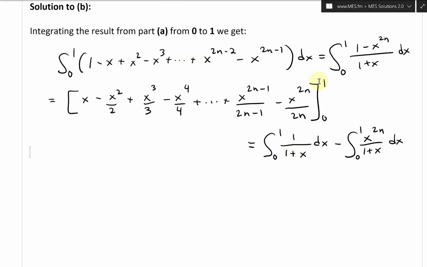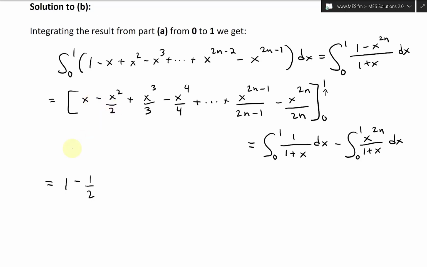And now we're going to evaluate this. We're going to put the 1 in each one and then subtract from 0 in each one. When we put in 0, well, we just have 0 to the power of whatever. Those all vanish. So all that matters is the 1. So when you put in 1, it just becomes 1.